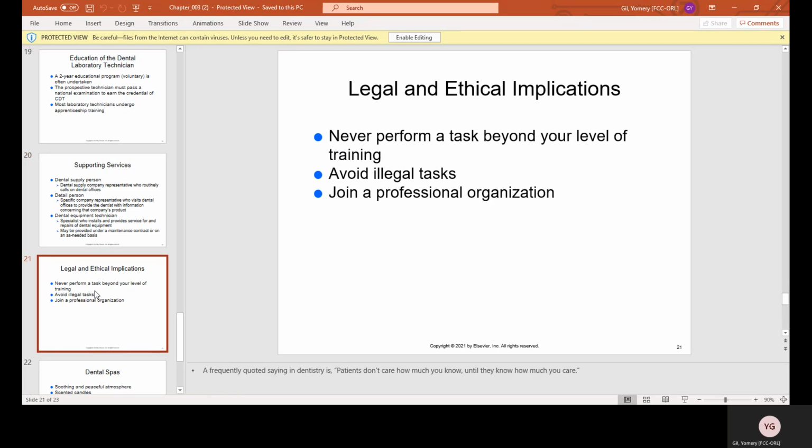Legal and ethical implications. Never perform a task beyond your level of training. Avoid illegal tasks and join a professional organization. So never perform something that you have never done before and you are unsure of, because it's out of your comfort zone or it's out of something that you've ever done. Because this can, especially if it's inside the patient's mouth, bring you legal action.